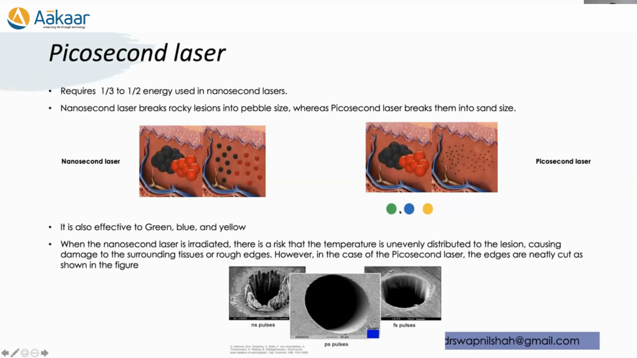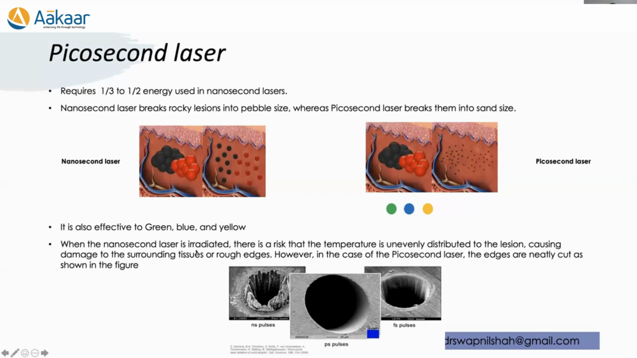All types of color actually can be treated if you can achieve a pure mechanical effect rather than a photothermal effect. In practice, we see that although this is true, it is still difficult to remove the green and the yellow with the picosecond 1064 laser, but still they are effective, much more effective than nanosecond lasers. It is also effective in green, blue, and yellow.